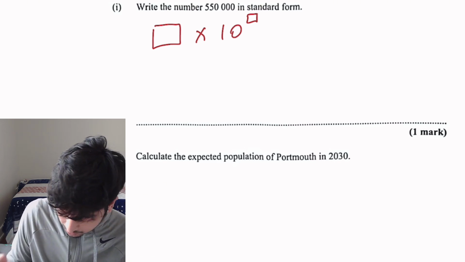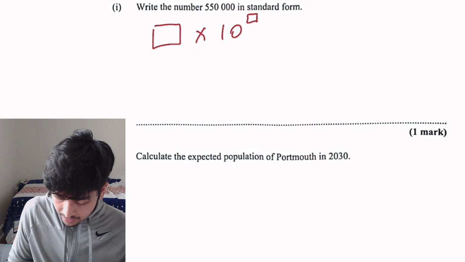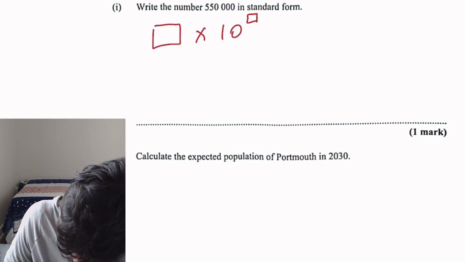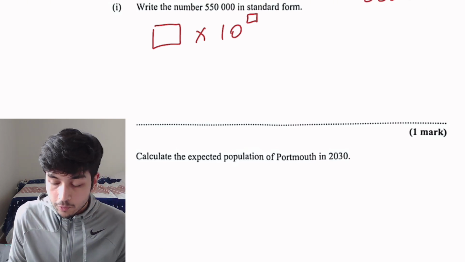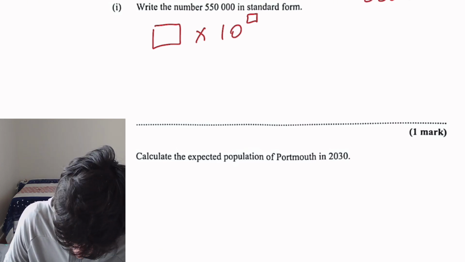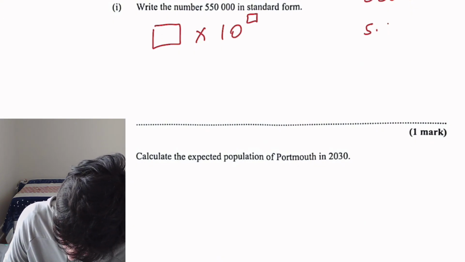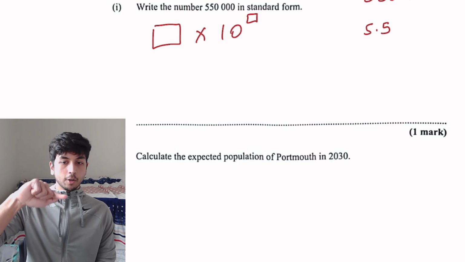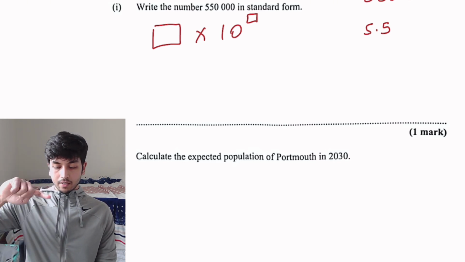So what we'll do is we'll first figure out what is the number that's going to be between 0 and 10. So if the number is 550,000, then 5.5 will be our number between 0 and 10. So 5.5. And then what we're going to do is take the decimal point and see how many jumps we need to go so that we get all the zeros back.